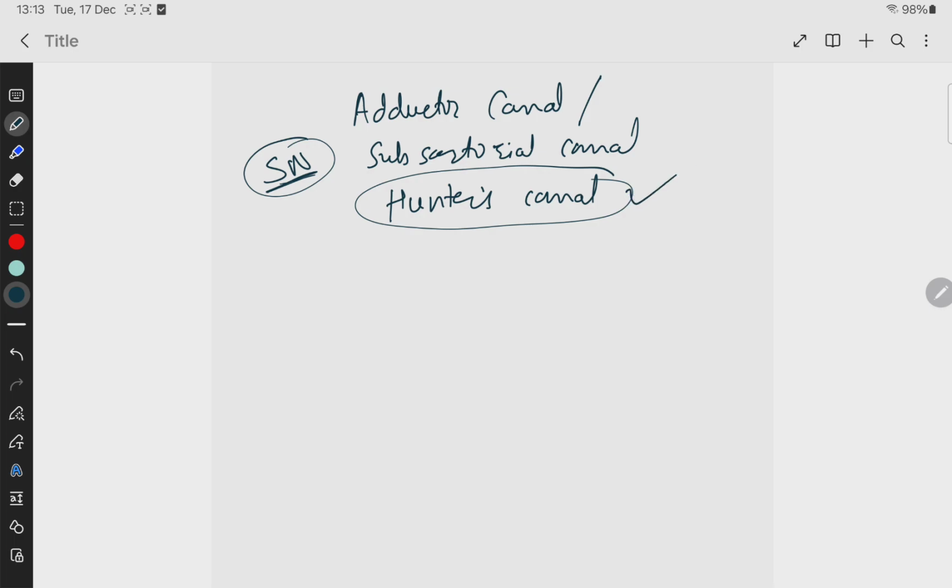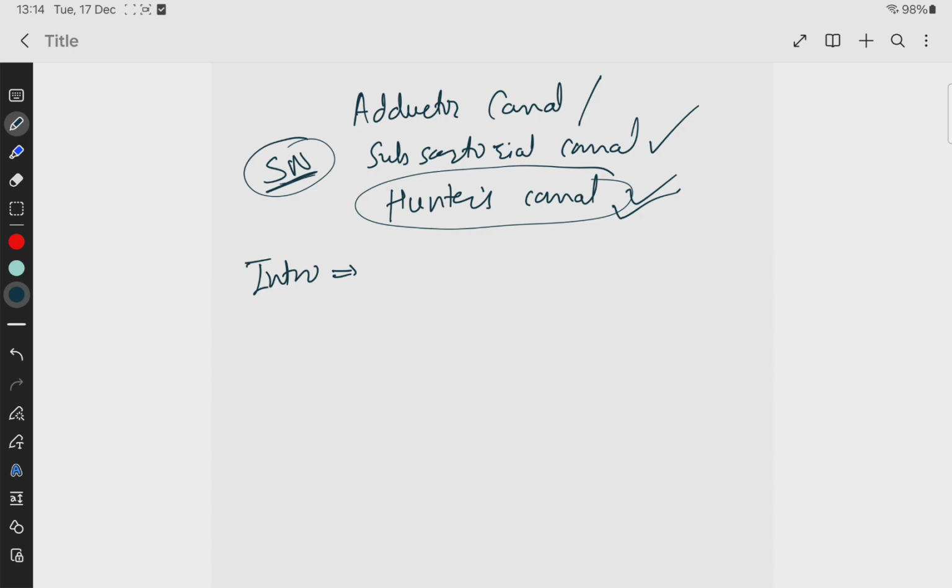Okay, now let's begin with what is the adductor canal. First we write the introduction. What is Hunter's canal or adductor canal? The adductor canal is also called the subsartorial canal because it lies beneath the middle part of the sartorius muscle. It is called Hunter's canal after John Hunter, who was a surgeon.